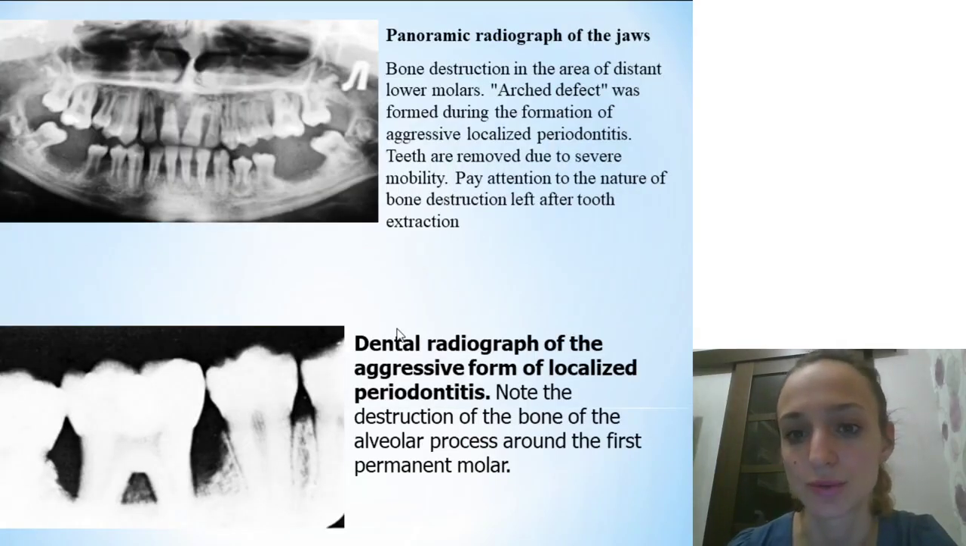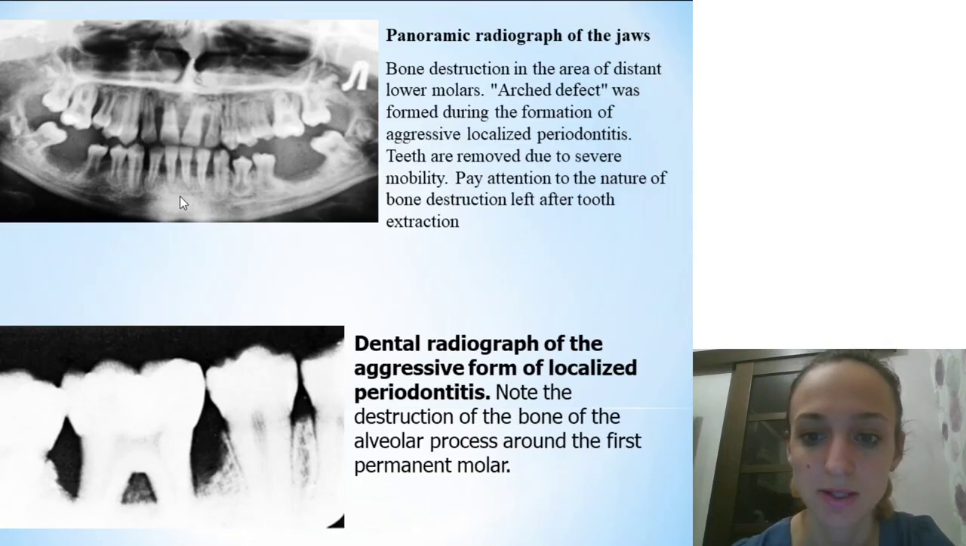Panoramic radiograph of the jaws. So here you can see a bone destruction in the area of distal lower molars. Please look. Arch defect, yes. These defects were formed during the formation of aggressive localized periodontitis, and these teeth are removed due to severe mobility. And pay attention to the nature of bone destruction. Dental radiograph of the aggressive form.